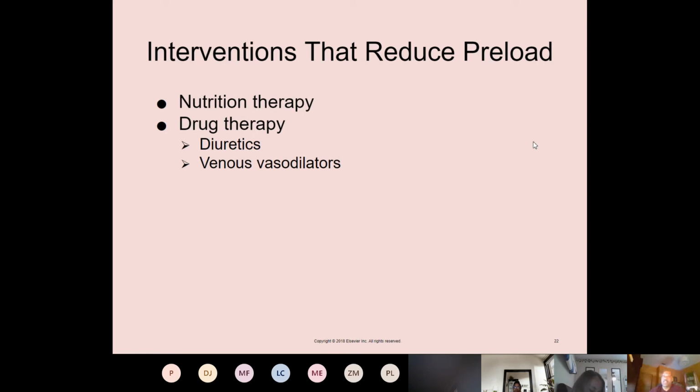The type of diuretic depends on the severity of the heart failure and renal function. And what I mean by that is when you talk about your loop diuretics, they are the most powerful diuretics. Some of your loop diuretics are your Lasix, Demadex, and Bumex. These are the most effective for treatment of severe fluid volume overload, most powerful.